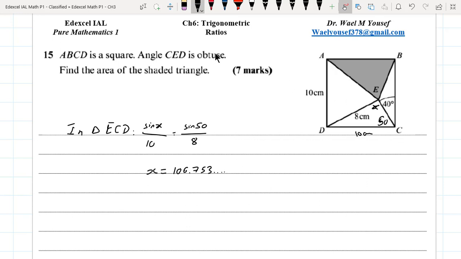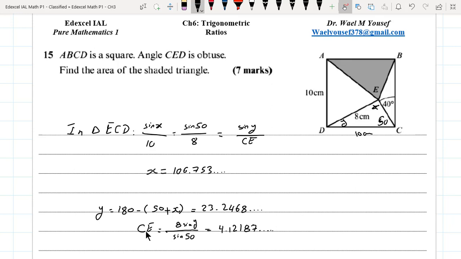And don't forget that the question said that this angle is an obtuse angle, okay? Also, we can find in this triangle the measure of angle y, because y now is equal to 180 minus 50 plus x. Also, we can get the length of CE, right? We can complete the sine law here and write sine y divided by CE, so that CE will be 8 sine y divided by sine 50, which is 4.12187, and so on.